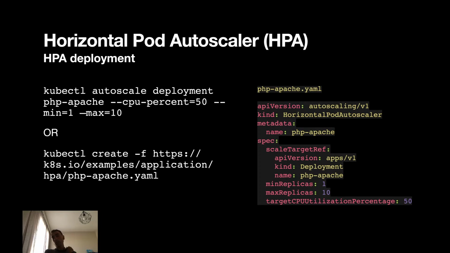So if it goes over 50%, the HPA will kick in, and we will get more pods running. So this one is working on the pod level. The previous ones are more about extending the number of nodes actually.